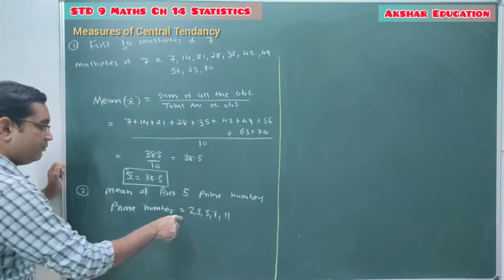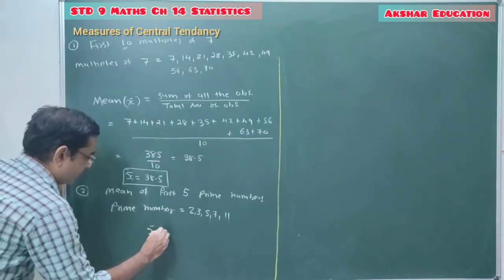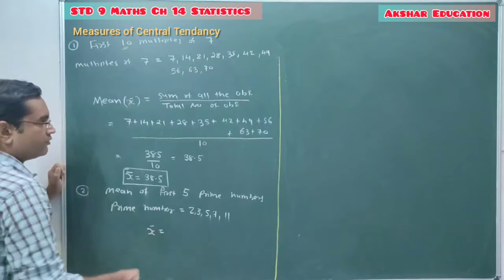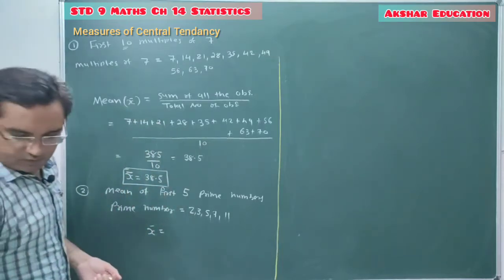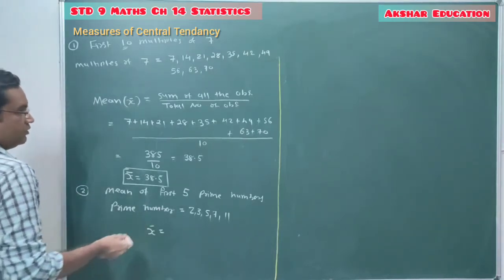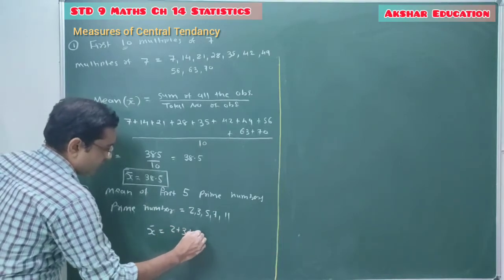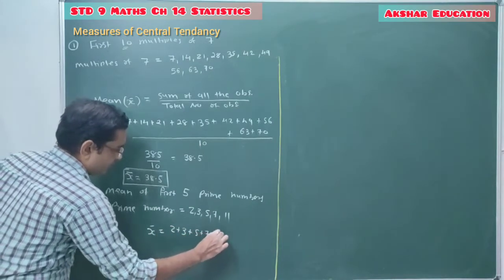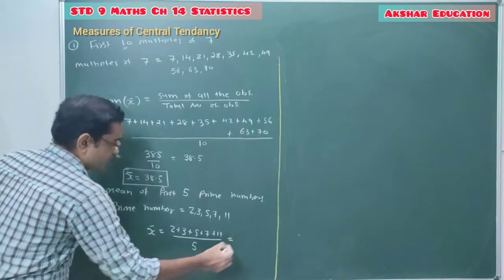You have to find the mean of these first 5 prime numbers. So that mean is x bar equal to sum of observations. You have to write this formula for all the sums. Sum of observations, that is x bar, is equal to 2 plus 3 plus 5 plus 7 plus 11 divided by 5 observations.